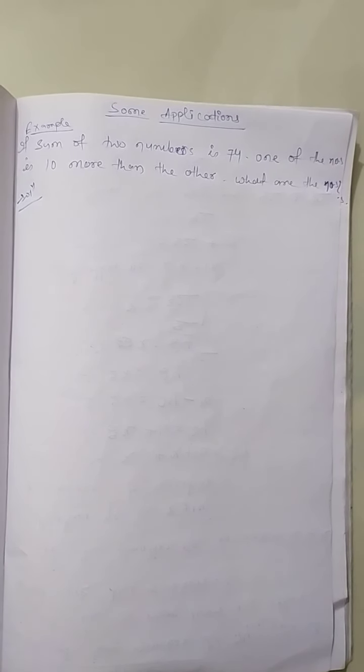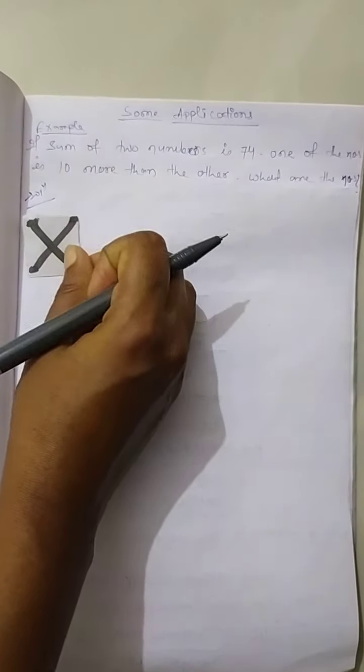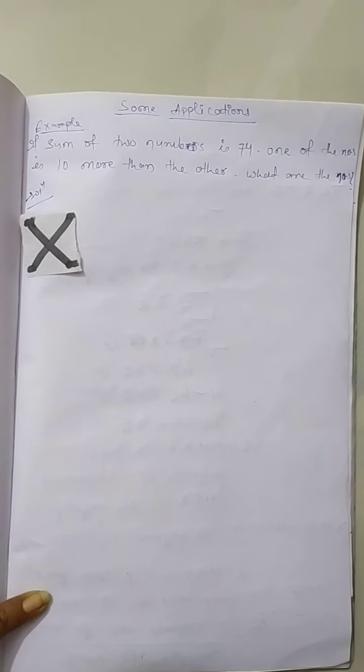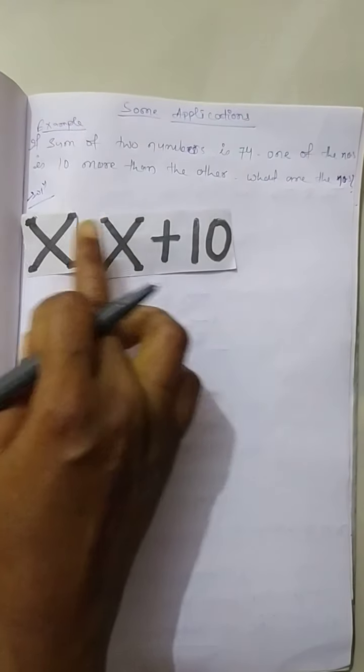The first example I have taken is: if the sum of two numbers is 74 and one of the numbers is 10 more than the other, then what are the numbers? It means you have to find two numbers. If the smaller number is x, then the other number is x plus 10, because it is 10 more than the other.